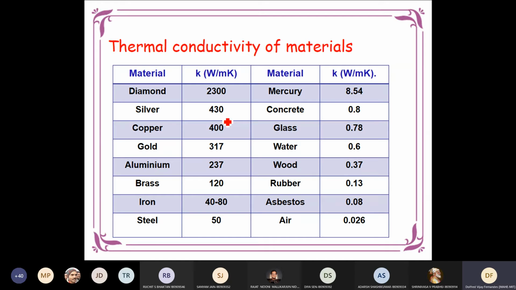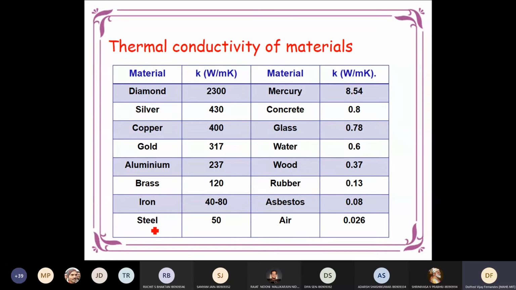Obviously, because conduction is a molecular phenomenon. So it depends on the temperature of the material. The highest value in this table, 2300, is for diamond. Silver has 430 watt per meter Kelvin. Copper 400. So it's in decreasing order. You can see that most of the metals are good conductors of heat.